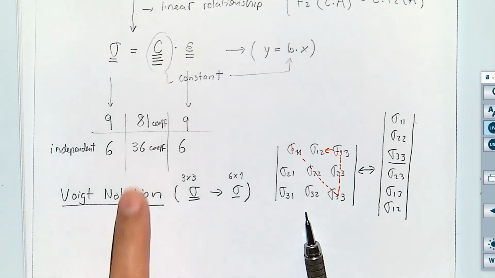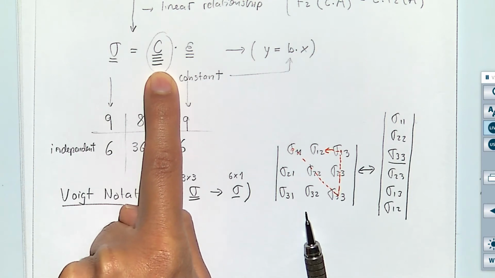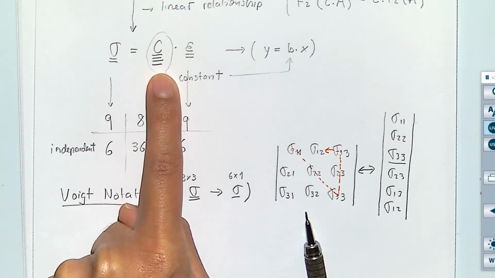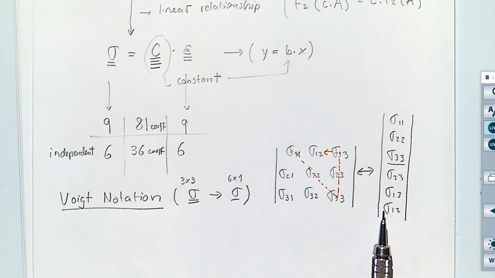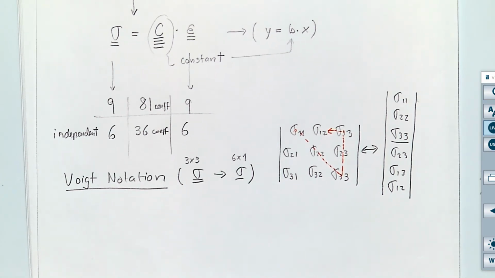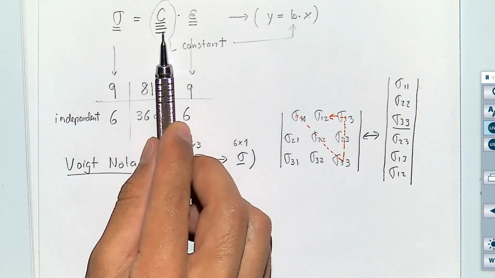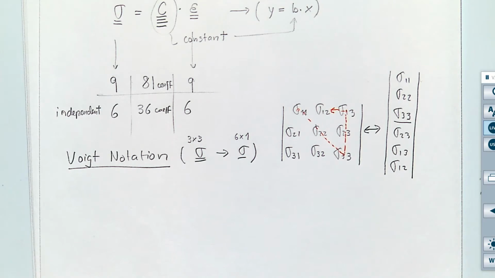But this matrix C is actually a matrix 3x3x3x3, so it has like 4 dimensions. And there's no way to write that on paper. And that's why we need to utilize this convention to make our life easier and to write this matrix C as a matrix 6 by 6. So that's what we're going to do.